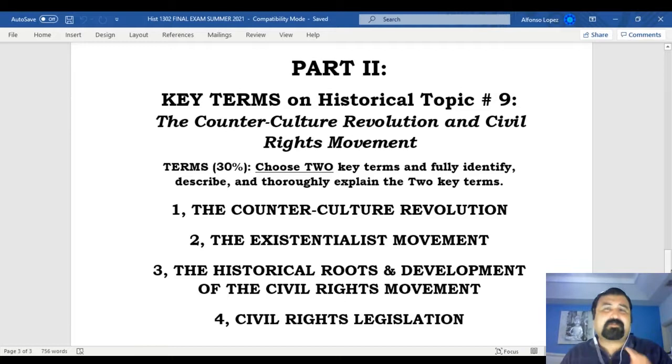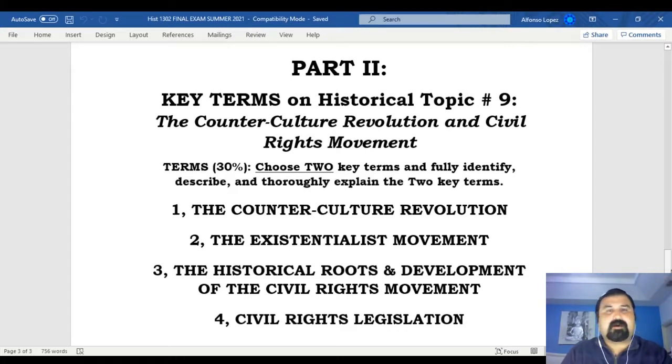Okay, so that's why I am insisting that you really spend some time also answering the key terms, because you want to get as many points as possible, again, to get a very good grade. This is the last exam, so you really want to end the semester with the highest grade possible. So part two is also very important. And part two comes from topic number 9, that is the countercultural revolution and the civil rights movement.